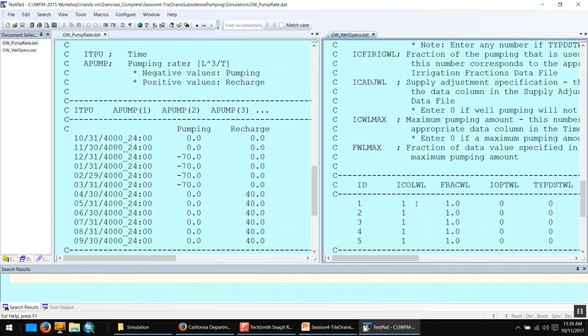One question came up about possible ways of specifying pumping. In this case, we say the total pumping from those 5 wells is 70, and we are using these ICall WL and frac WL parameters to distribute the 70 equally between those 5. But if you have the pumping data individually for each of those wells, you would have 5 different columns of pumping here, and then you would set this parameter to 1, 2, 3, 4, 5.